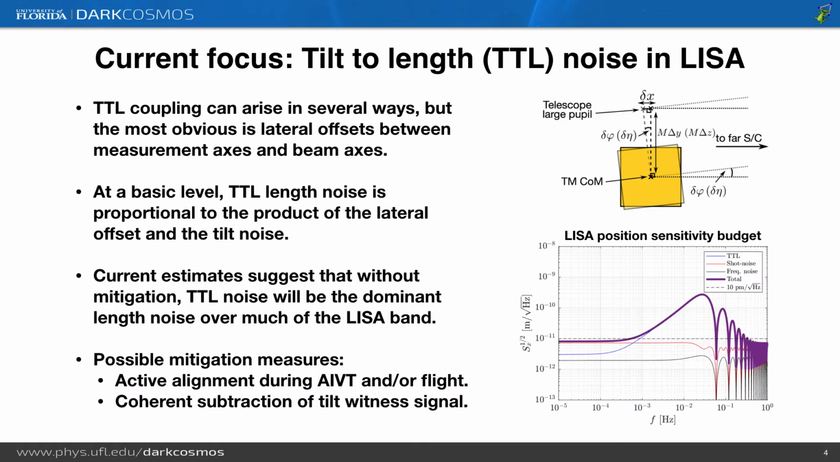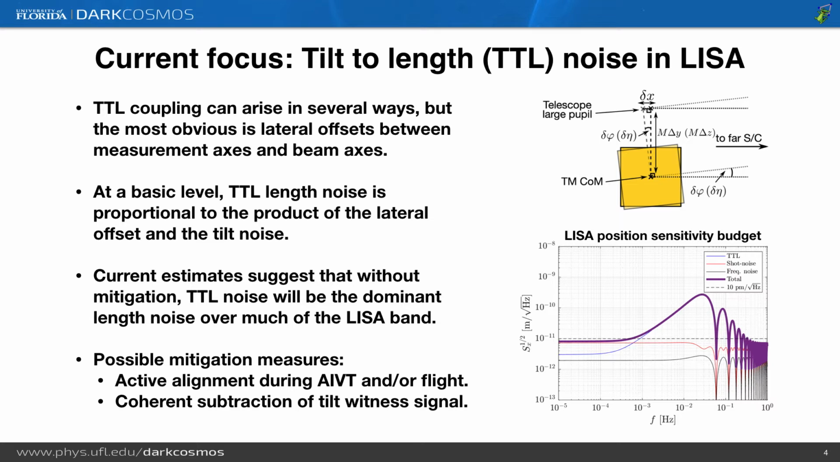Right now at UF, our OMS simulation work is primarily geared towards what we see as one of the biggest challenges in LISA instrument science, tilt-to-length noise, or TTL noise. TTL noise describes any noise appearing in the path length measurements that arises as a result of angular fluctuations in the measurement laser beams. This can arise in many ways, but perhaps the most obvious way is from lateral offsets between the measurement axes and the laser beam axes. The figure to the top right shows how a lateral offset between the test mass center of mass and the measurement beam being transmitted to the far spacecraft couples any angular jitter of that transmitting spacecraft into length changes in the optical path between the spacecraft.